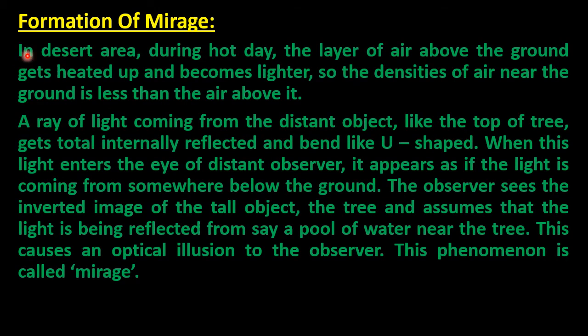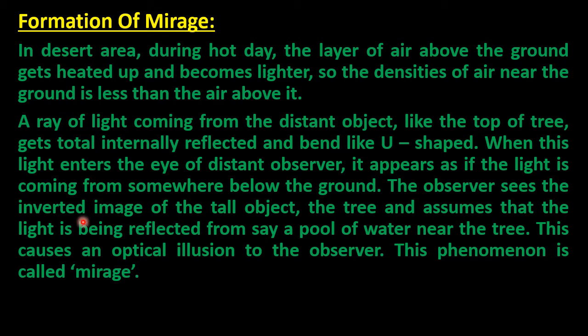The formation of mirage can be written in the following way. In the desert area, during a hot day, the layer of air above the ground gets heated up and becomes lighter. So the density of the air near the ground is less than the air above it. Then a ray of light coming from a distant object, like the top of the tree, gets totally internally reflected and bent in a U shape. When this light enters the eye of the distant observer, who in our previous diagram is that boy, it appears that the light is coming from somewhere below the ground.